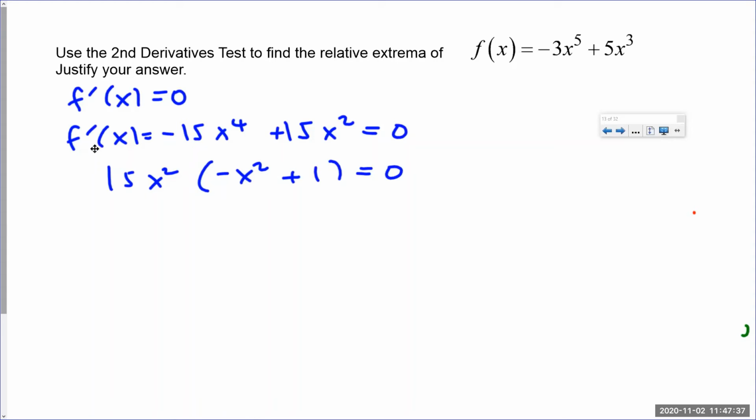So all I did was I found the derivative, I set it equal to 0. I'm trying to find all the possible points where my slope could be 0. So what I have here is 15x squared is equal to 0, and negative x squared plus 1 is equal to 0.